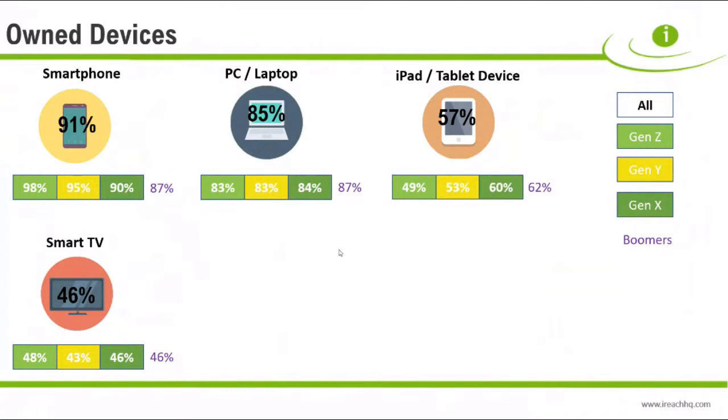This is a little bit more on technology, demographics, and you might call it more functional profiling of the different generations. What you see on the right-hand side is the all figure, representing the ownership of smartphones, for example. So 91% of the adult population has a smartphone.